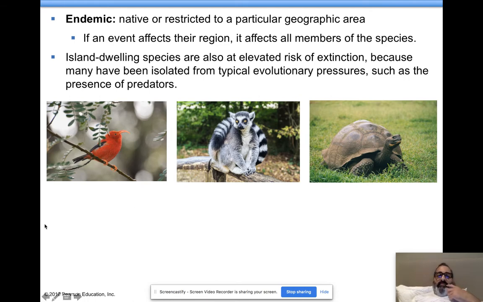So these, for example, here, these are the birds in Hawaii. This is the lemurs in Madagascar. These are the tortoises in the Galapagos Islands. These are all island dwelling species. Are they at a high risk of extinction? Yeah, they're at a high risk of extinction. Are they all endemic? Yep, they're endemic and they're island dwelling, which means they're at a very high risk of extinction, these particular organisms.